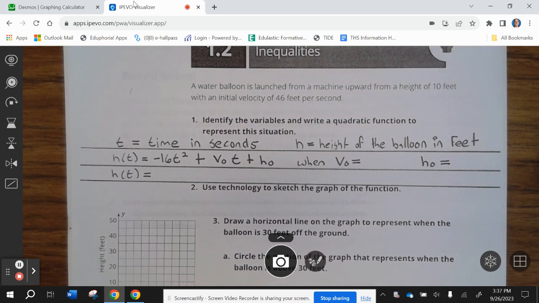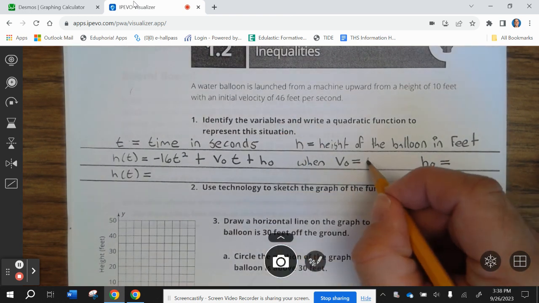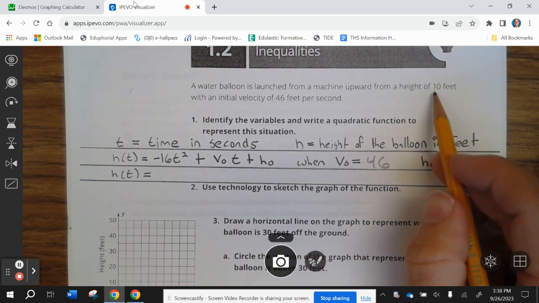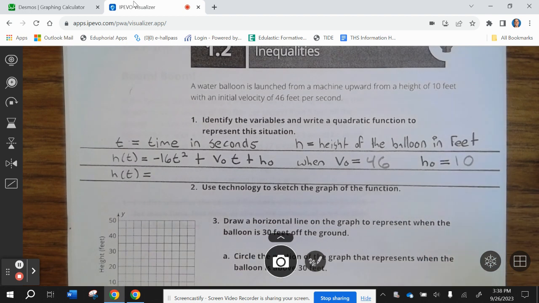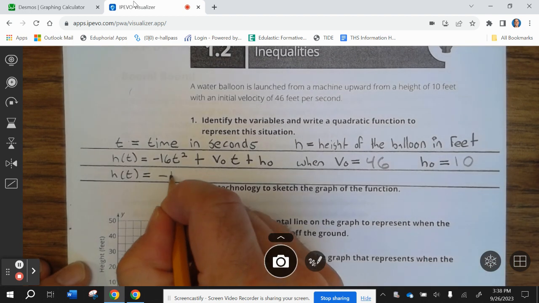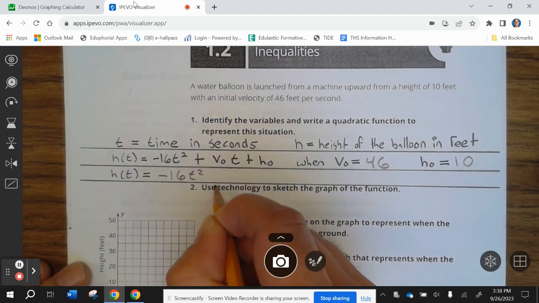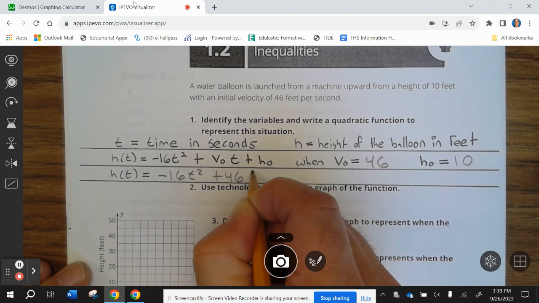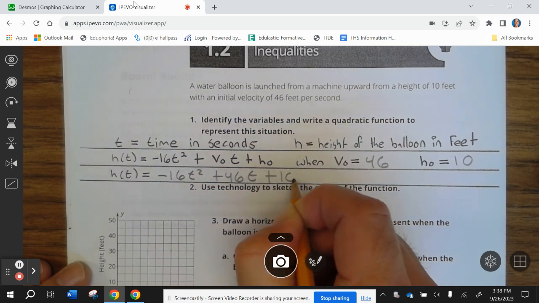Let's let t equal time in seconds and h equal the height of the balloon in feet. And we're going to use the equation h of t equals negative 16t squared plus v naught t plus h naught. The v naught is your velocity, so that's 46, and your h naught is your initial height, which is 10. So your equation is negative 16t squared plus 46t plus 10.